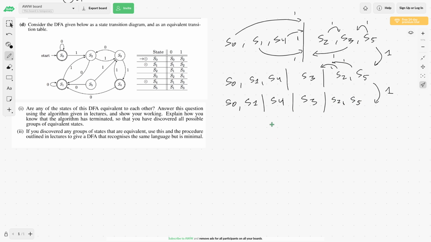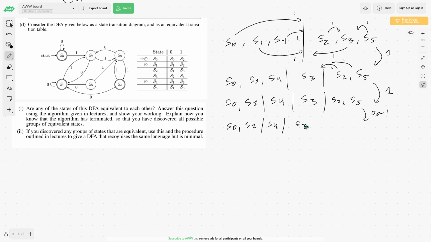Okay, so we got a split, so we'll try again. S0 and S1 under 1 go to S2, so that won't work. S0 and S1 under a 0, S1 goes to itself, S0 goes to itself. So it looks like we're never going to be able to split this group up, no matter how hard we try. So what about the other case? S2 and S5. S2 under a 0 goes to S1, S5 under a 0 goes to S1, so we can't split there. S2 under a 1 goes to S3, and S5 under 1 goes to S3, so again we can't split. So it looks like no matter if I try either 0 or 1, in either case, we won't get a split.